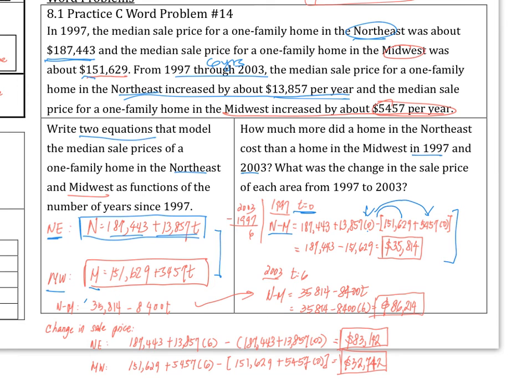And then you would end up with 187,443 subtract 151,629, because this gets canceled out and this gets canceled out. And then you would get $35,814 for 1997. And for 2003, the time would be a period of 6 years.